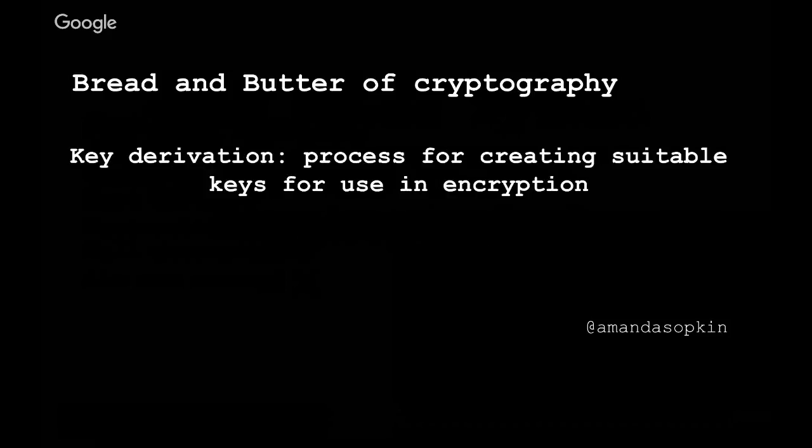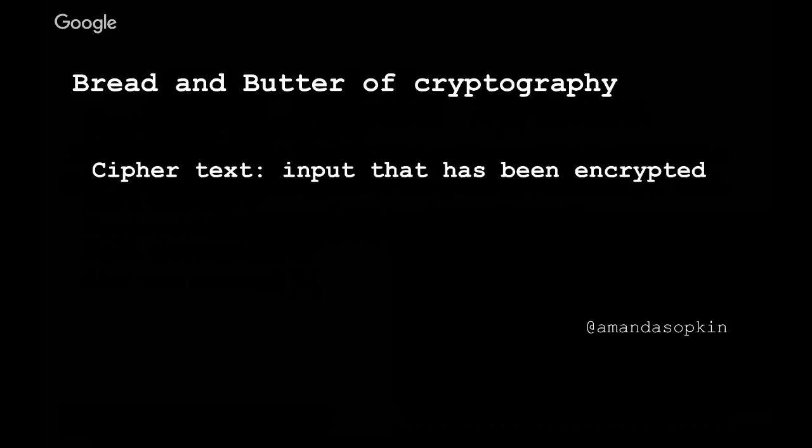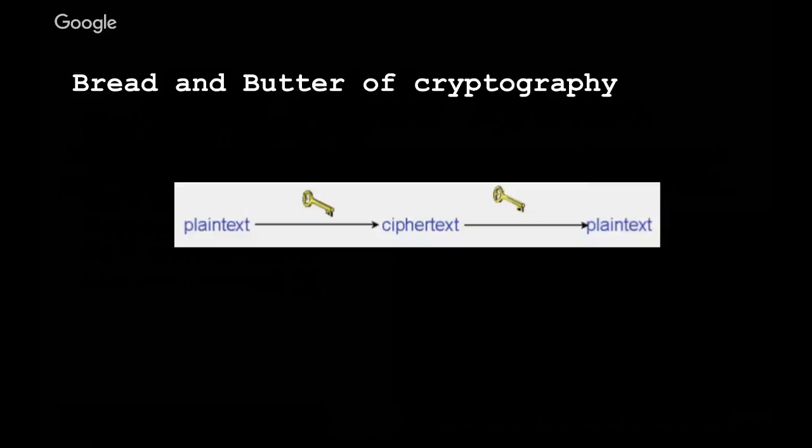Key derivation is a process for creating suitable keys for use in encryption, so it's a very important part of the process. Plain text is not necessarily text, it's just the original unencrypted input in its natural form. So it could be a stream of different bits, it could be a text file, it could be a bitmap or an image. The ciphertext is that input that's been transformed or encrypted in some way. And again, it doesn't actually have to be text.